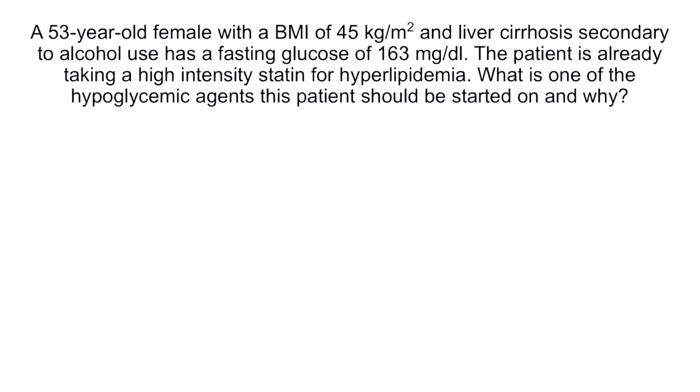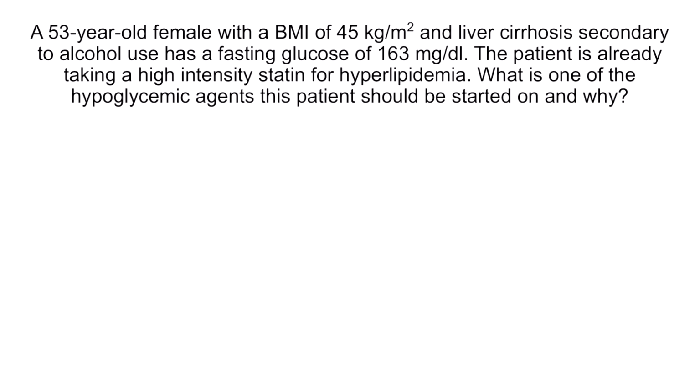So a 53-year-old female with a BMI of 45 and liver cirrhosis secondary to alcohol use has a fasting glucose of 163. The patient is already taking a high-intensity statin for hyperlipidemia. What is one of the hypoglycemic agents this patient should be started on and why? So this patient has multiple historical variables that will contribute to choosing the diabetic therapy. For example, there's liver cirrhosis. The patient is at high risk for cardiovascular events because of the hyperlipidemia and a BMI of 45. And on top of all that, she has diabetes.